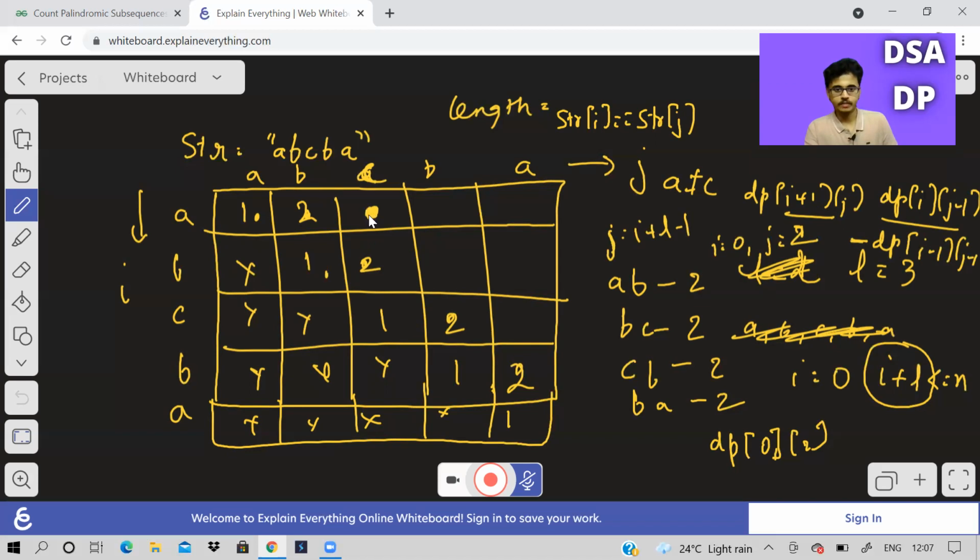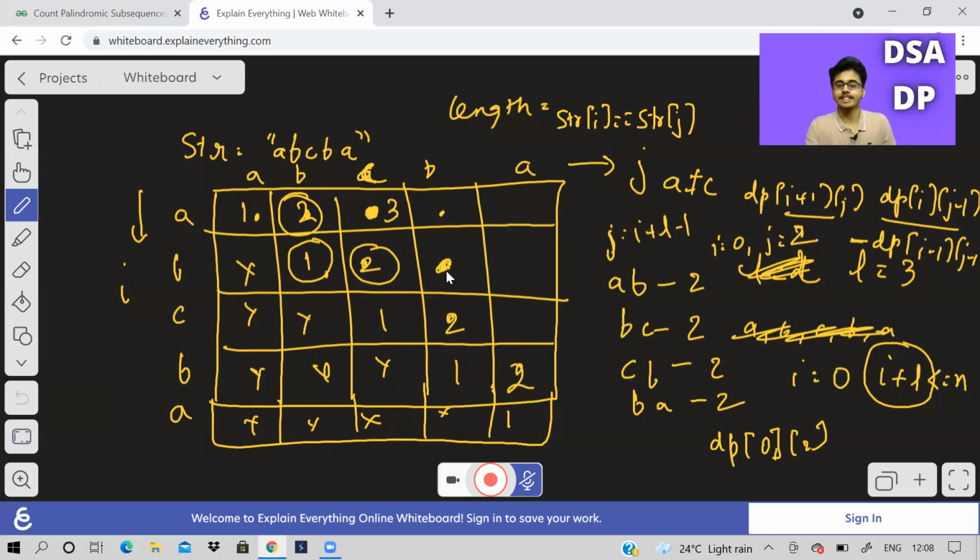So over here, what is dp of i, j minus 1? 2. Then dp of i plus 1, j is 2, so 2 plus 2 minus 1, 3. If we come here now, we won't go here, we'll go here. So operations will happen diagonal-wise. So we are going here now. Again 2 plus 2.